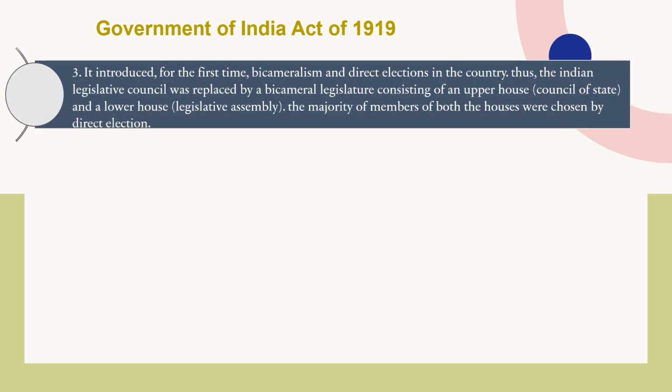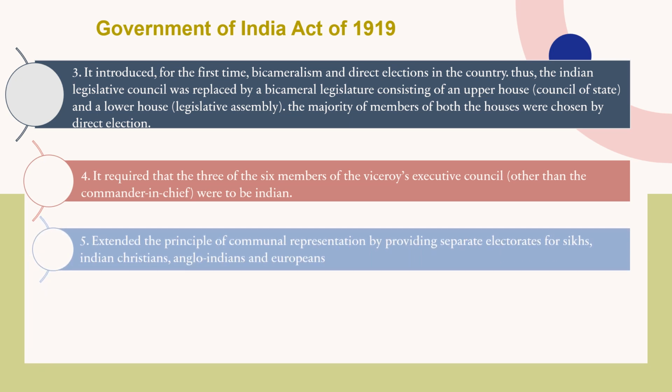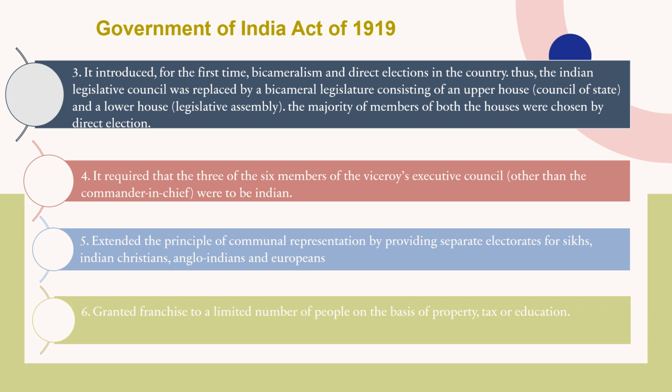Thus, the Indian Legislative Council was replaced by a bicameral legislature consisting of an upper house and a lower house. The majority of the members of both the houses were chosen by direct election. This act required that three of the six members of the Viceroy's Executive Council were to be Indian, and it extended the principle of communal representation by providing separate electorates for Indian Christians, Anglo-Indians, and Europeans. And this act granted franchise to a limited number of people on the basis of property, tax, and education.